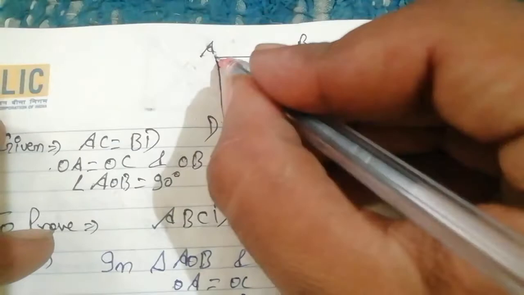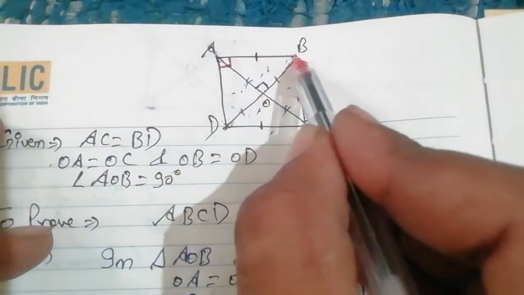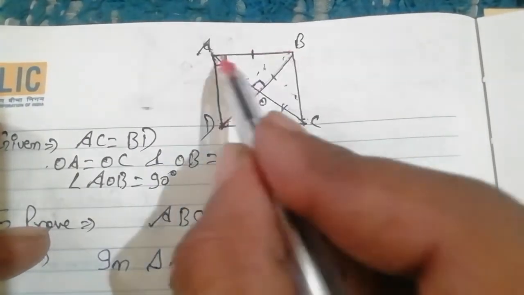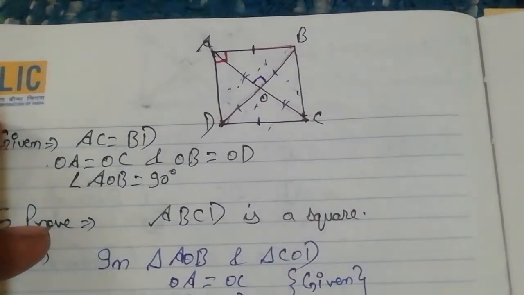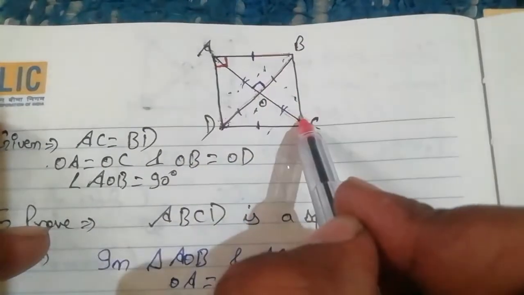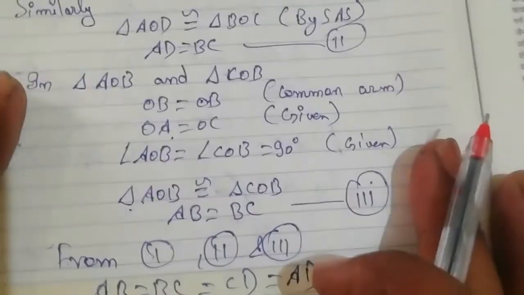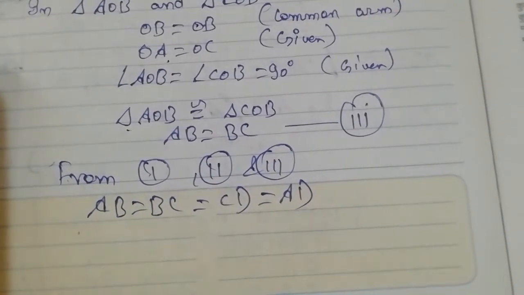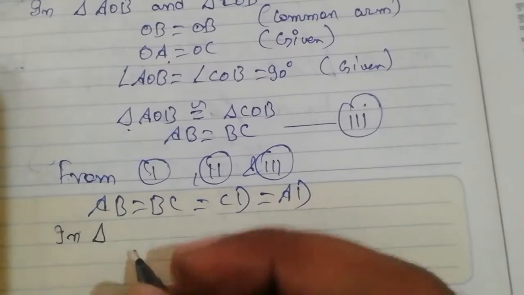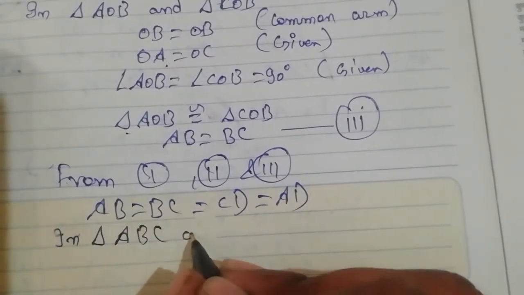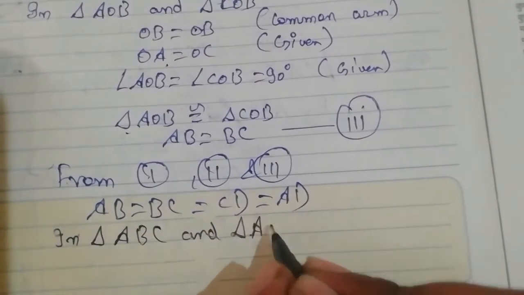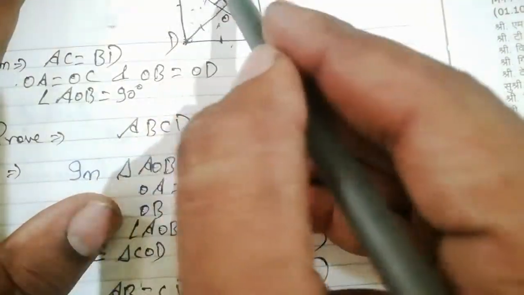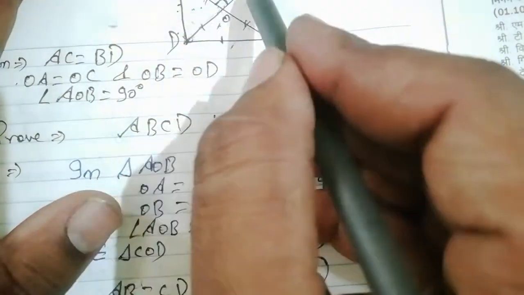Okay, so first of all, the first triangle will be ABD, and another triangle will be ABC. So ABD and ABC, these two triangles we will take. Now look, in triangle ABC and triangle ADB, first of all ADB and ABC.